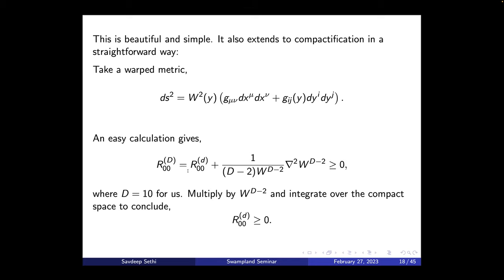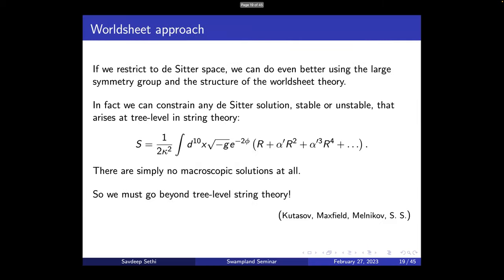Any other questions? To sharpen these statements, one would need a better understanding of the string effective action. And we only have control over very specific terms at higher orders at the moment. So one can avoid the space-time approach and just turn to a worldsheet approach. This, by the way, is probably the strongest no-go theorem that I know of. Here in the worldsheet approach, if you restrict to precisely de Sitter, not FRW or something more general in space-time, you get a very large symmetry group on the worldsheet. And the structure of the worldsheet theory, constraints on the central charge, mean that you can constrain any de Sitter solution, whether it's stable or unstable, that arises at tree level in string theory.